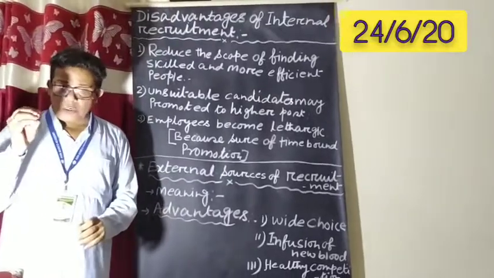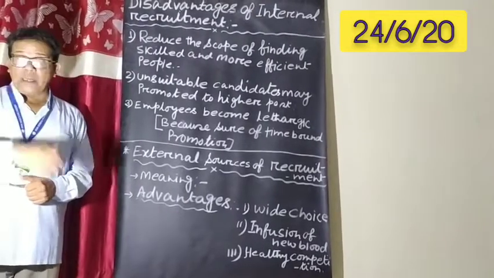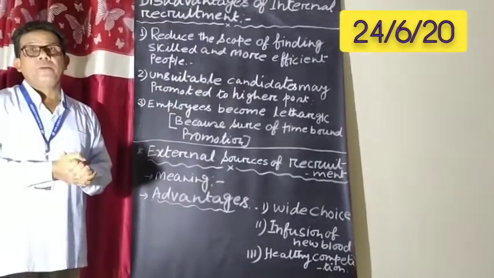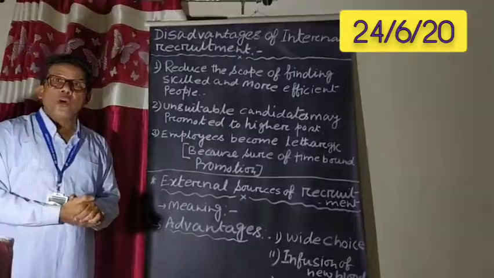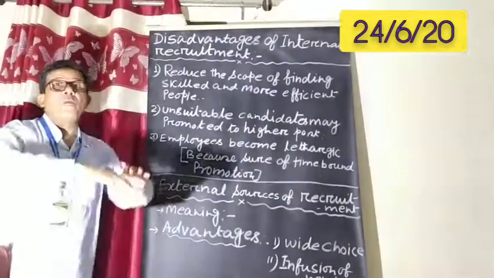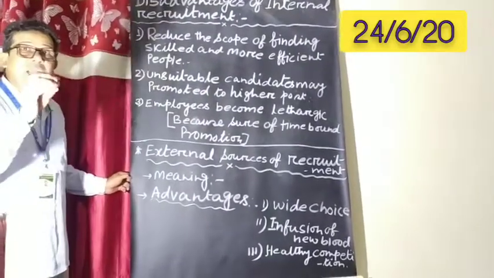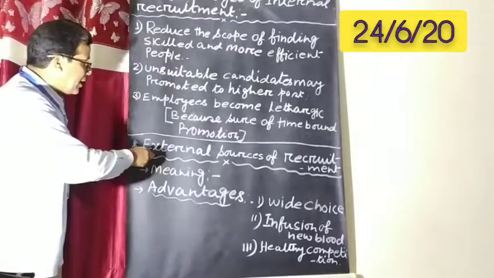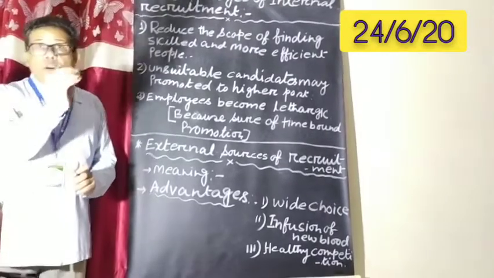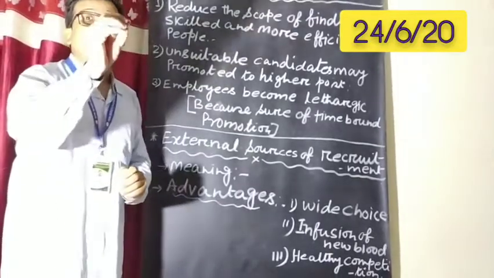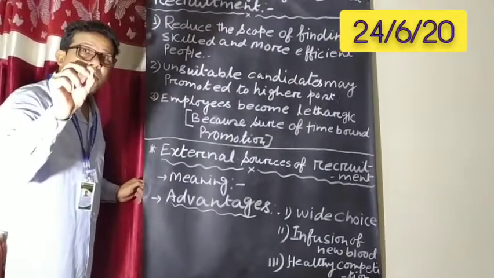The meaning of external sources of recruitment is the recruitment of employees from outside the organization. That means when you are motivating people to apply for a particular job or post, not from inside the organization but from outside, that type of recruitment is called external recruitment. And that source of recruitment is called external sources of recruitment. Once more, recruitment of employees from outside the organization is basically called external sources of recruitment.